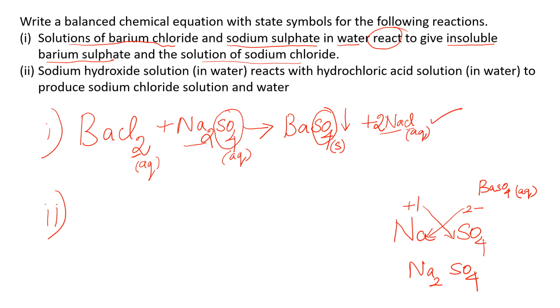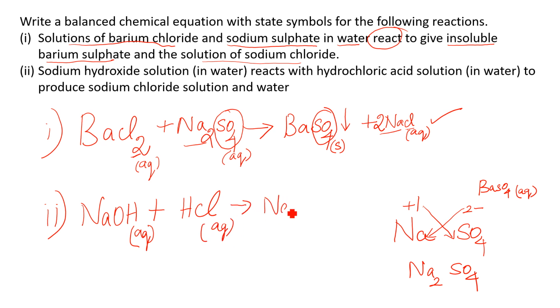Sodium hydroxide in water. Sodium hydroxide is NaOH. In water means it is an aqueous solution. It reacts with hydrochloric acid solution, HCl aqueous, to form sodium chloride solution. Sodium chloride is NaCl, and water. Water is H2O. H2O is liquid. So Na is 1 on both the sides. Hydrogen, there are 2 hydrogen and here we have H2. Hydrogen is balanced. Cl is balanced. Oxygen is 1. So the equation is already balanced.